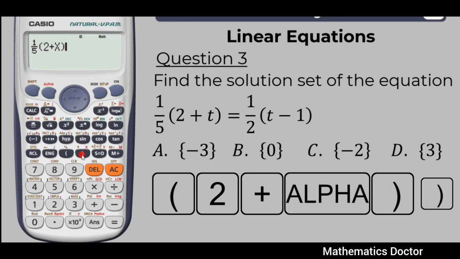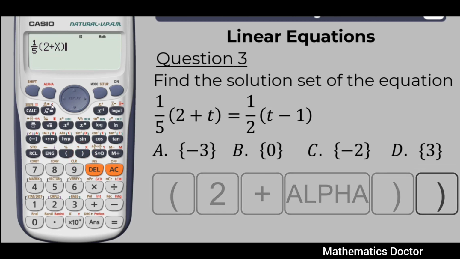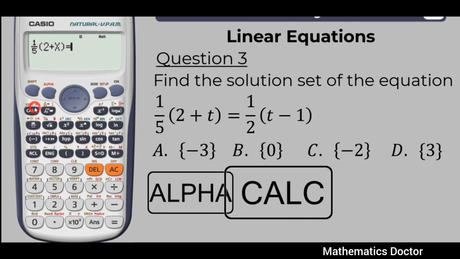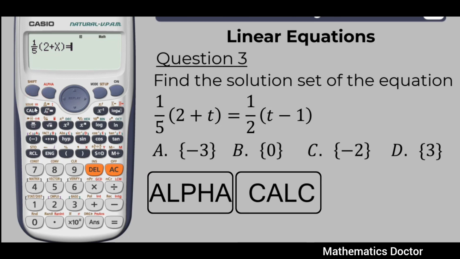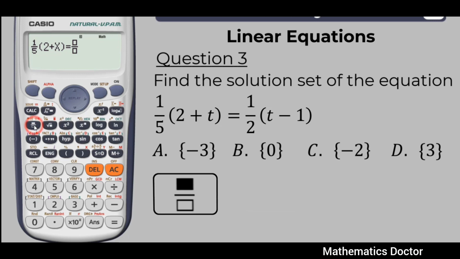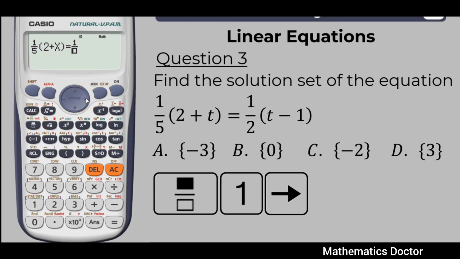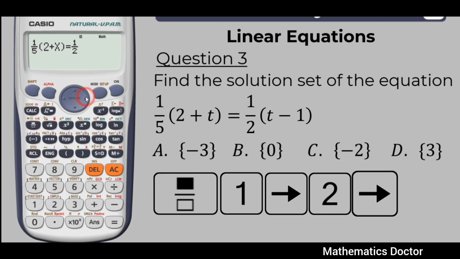Now go ahead and close the bracket. Bring your equal sign by pressing the alpha key and then the CALC key to give the equal sign for an equation. The next number is a fraction. So press the fraction key and press 1 at the numerator. Press the arrow key to the right hand side to bring the indicator to the denominator. Press 2. Now press the arrow key to the right hand side to bring the indicator to the side of the fraction. Now we have t minus 1 in the bracket.